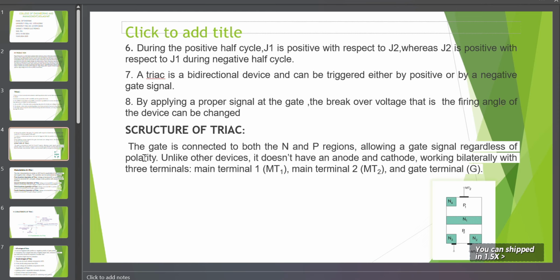Okay, this is the structure of triac. Okay, structure: একটা MT2 and MT1 and gate. Okay, the gate is connected to both N and P region, allowing it to get a signal regardless of the polarity. Unlike other devices, it does not have an anode and cathode. এখানে কোনো অ্যানোড বা ক্যাথোড নেই অন্যান্য সেমিকন্ডাক্টর ডিভাইস বা ডায়োডের মতো। ওকে, working bidirectionally with three terminals: main terminal MT1, MT2 and gate. Okay, next slide.